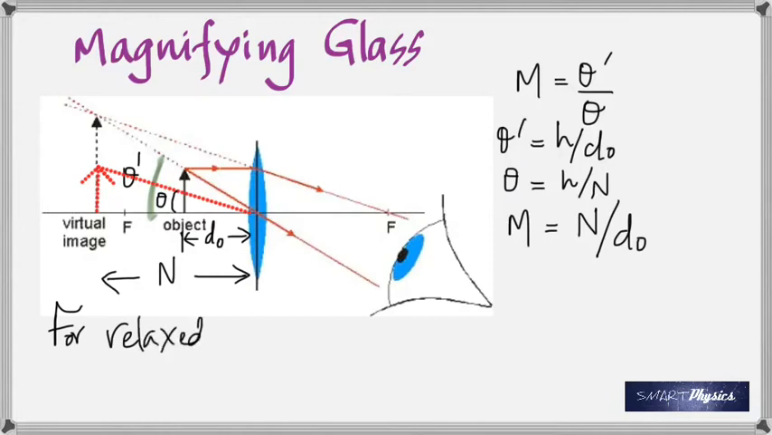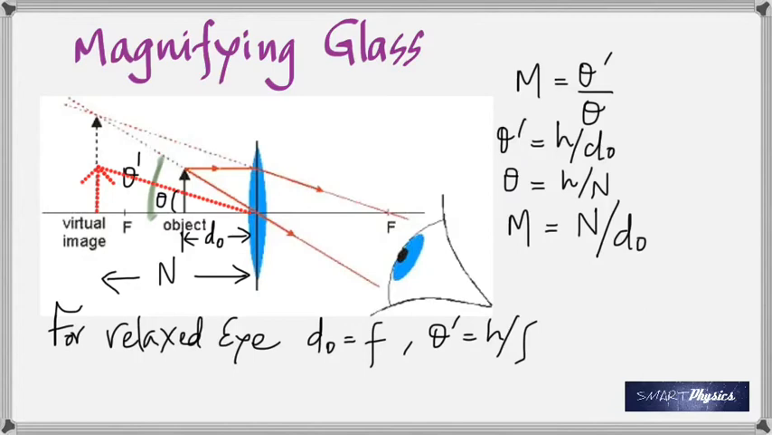Keep listening. Did I talk about a relaxed eye? What do you mean by a relaxed eye? Where is the image? How far? Don't say far, far, far. It's at infinite distance. So if it's a relaxed eye, d naught is f, you know. When does a lens produce an image at infinity? Only when the object is at its focal point.